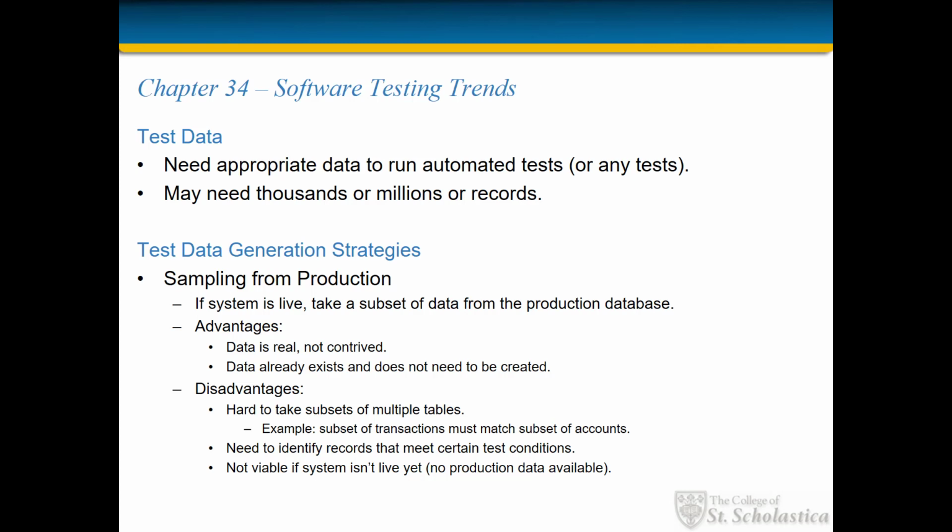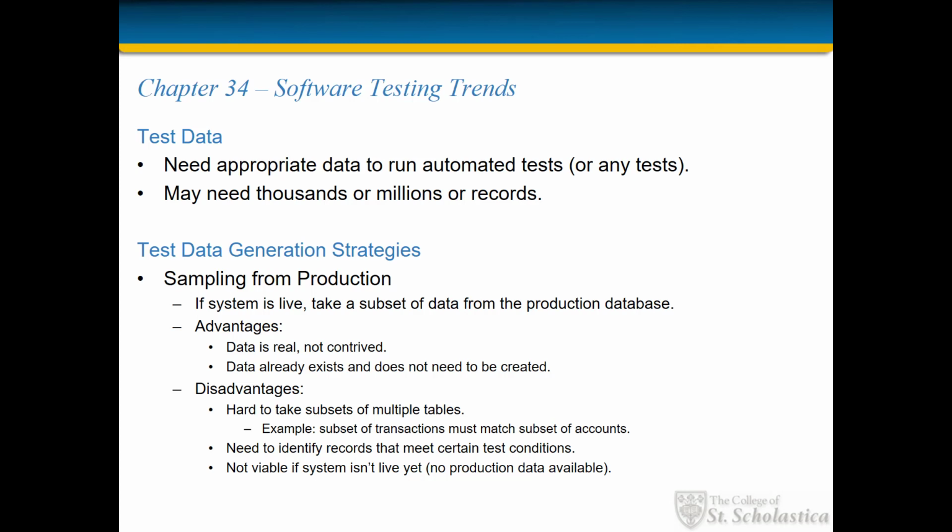So some disadvantages. It's hard to take subsets of multiple tables. So when we talk about taking a subset of production data, well, sometimes the first reaction is, well, maybe I'll just take 10%. So maybe there's 20 tables in this database. I'll just take the top 10% of the records in each table, and I'll transfer them over into a test system. But the trouble is that all those database records, as you know from database class, they're all linked, and there's relationships between those tables.